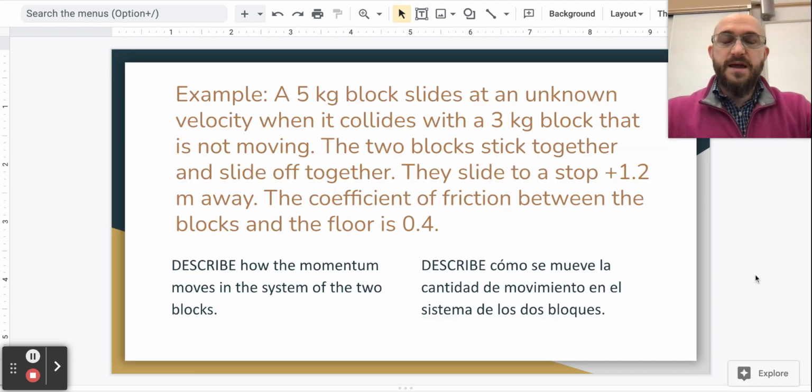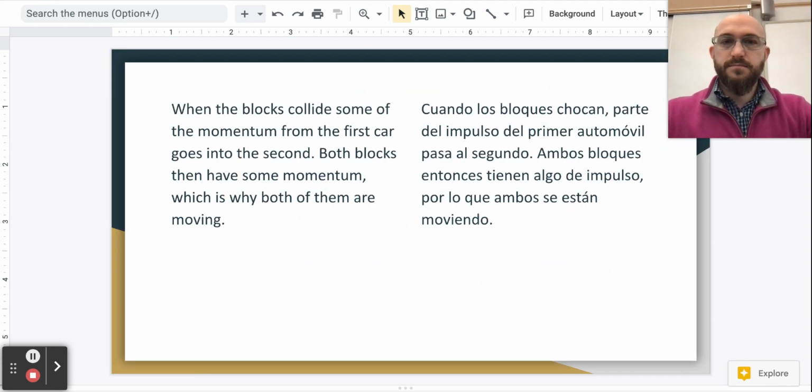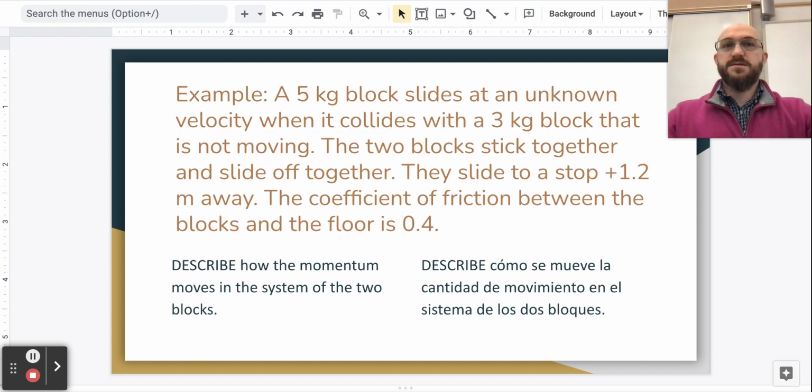Let's say that I have this example problem. This is the one that we did in class, so I'm using it to help you with your notes if it still doesn't make sense. I have a 5-kilogram block that slides at an unknown velocity. It then collides with a 3-kilogram block. They stick together and slide off together. They slide 1.2 meters before they stop, and the friction coefficient is 0.4. Can we describe the momentum as it moves within the system?